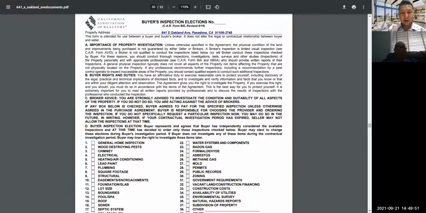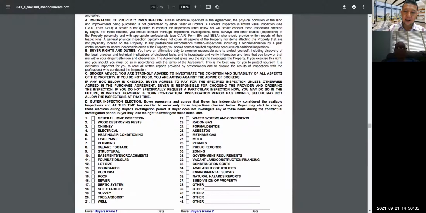This is the strongest form. I don't even care whether you represent the buyer or the seller. Get this in every transaction, guys. Just go ahead and let the buyer and sellers know: Buyer, you have the right and duty to exercise reasonable care to protect yourself, including discovery of facts that are not disclosed, things that are not observed or are hard to find.